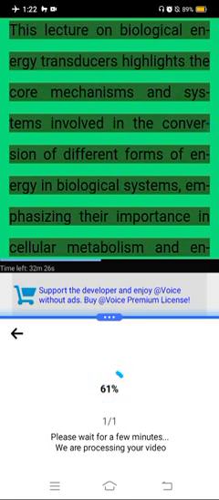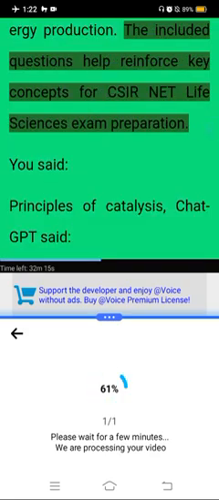This lecture on biological energy transducers highlights the core mechanisms and systems involved in the conversion of different forms of energy in biological systems, emphasizing their importance in cellular metabolism and energy production. The included questions help reinforce key concepts for CSIR-NET Life Sciences exam preparation.